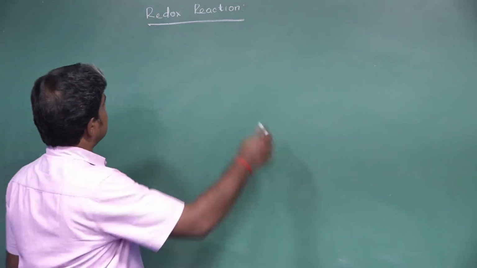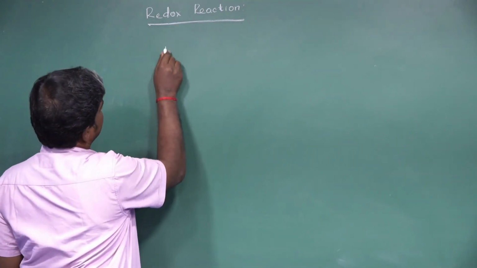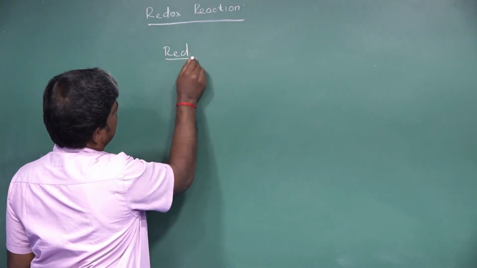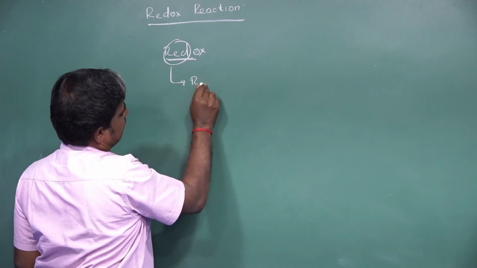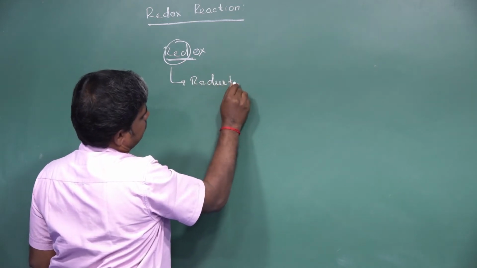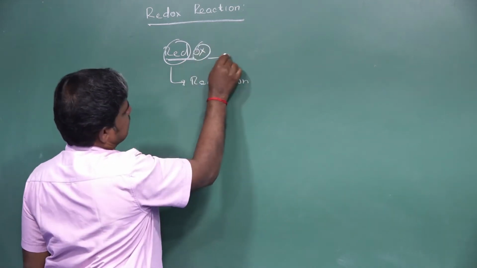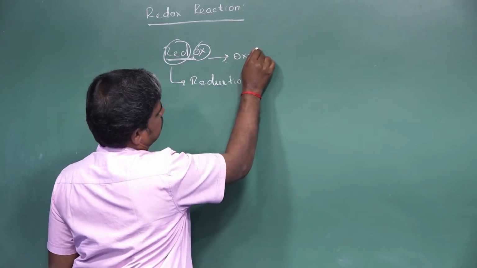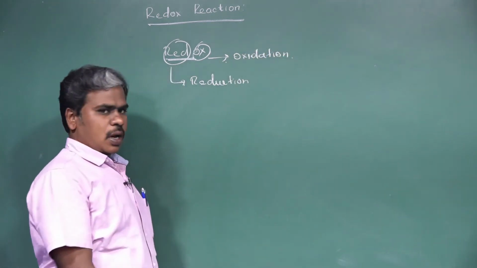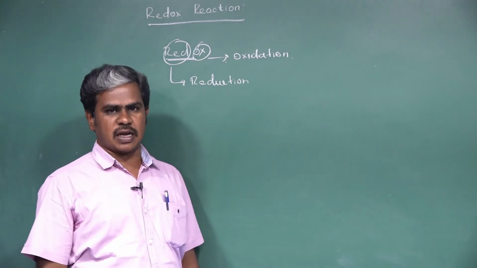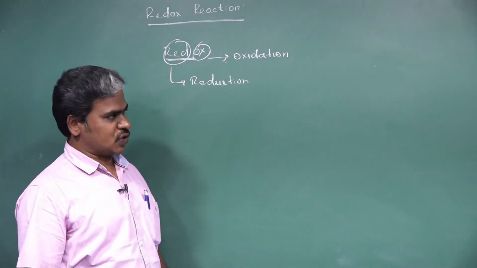Now, we may discuss a redox reaction. Redox here is nothing but reduction, and OX is nothing but oxidation. So, reduction and oxidation taking place simultaneously is known as a redox reaction.